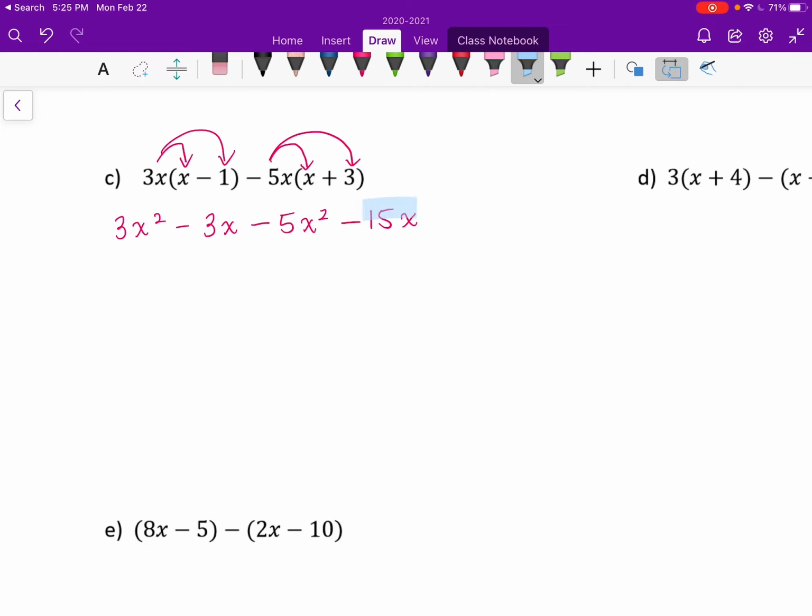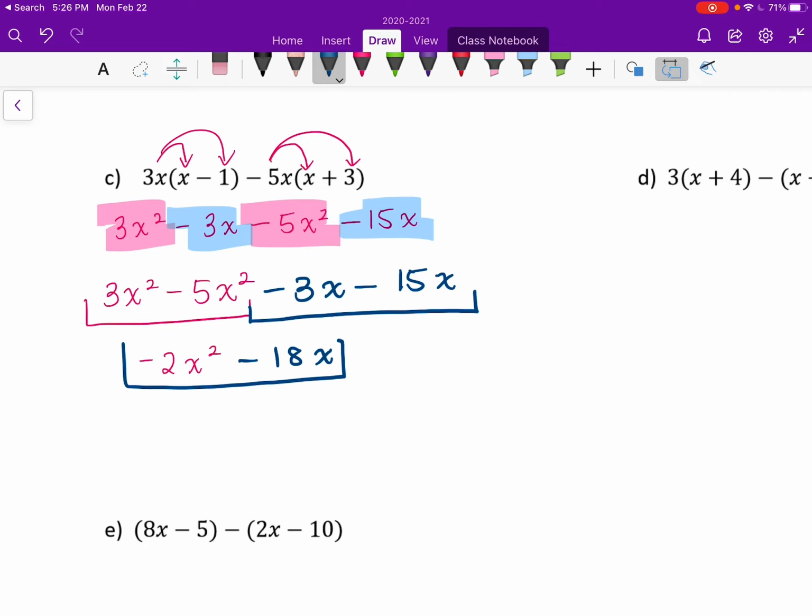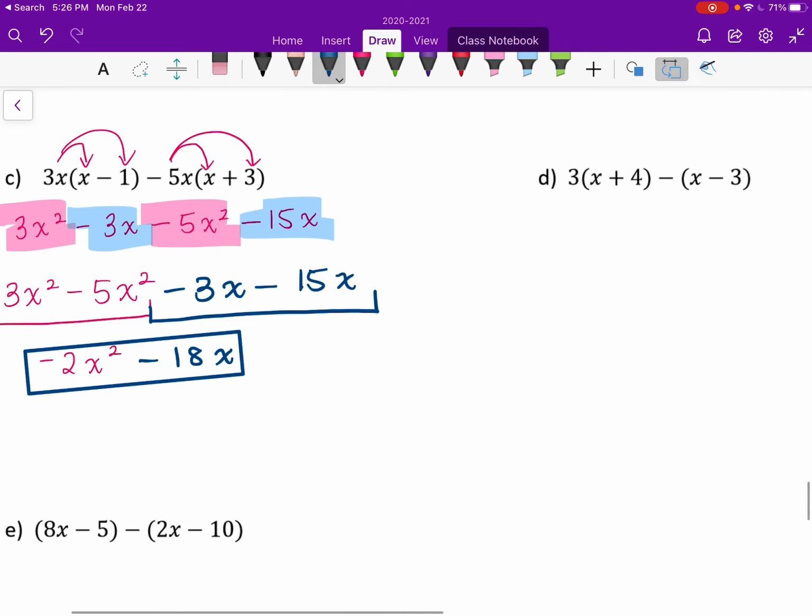Now let's go in and collect our like terms. We have 15x and 3x, and I like to rewrite it, but if you don't want to, you can just collect right away. So let's just rewrite it. 3x squared minus 5x squared minus 3x minus 15x. And I rewrite it because then I always remember the signs, right? So 3 minus 5 is going to give me negative 2x squared, right? Negative 3 minus 15 is going to give me negative 18x. And I can't simplify this any further because it's addition, subtraction, and they're not like terms.